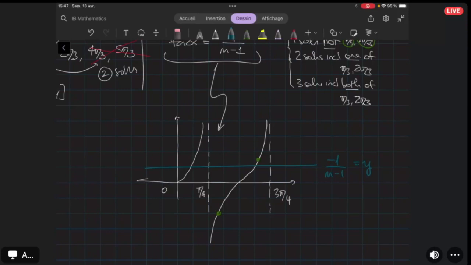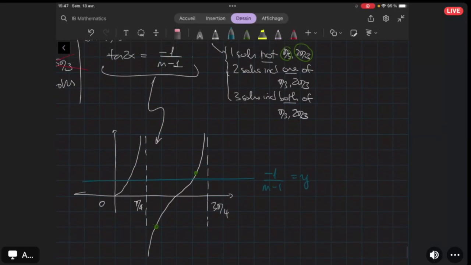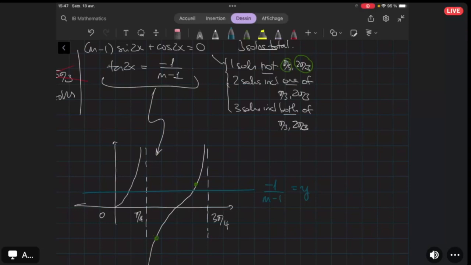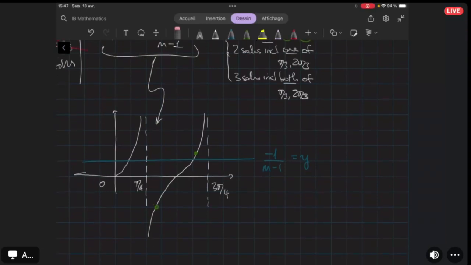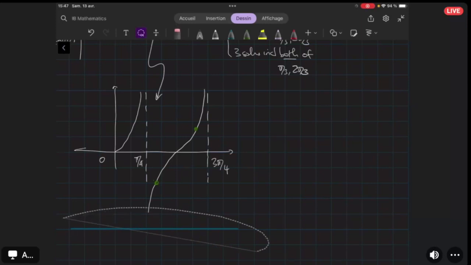So what are our possibilities? One, if you have one solution that's not pi over 3 or 2 pi over 3, that's not the case here. The easiest way to do this is that I'm going to draw a line and hover it over the graph. So let's go from the top down. How many solutions do we have here? 2. How many solutions do we have here? 2. Here? 2. Here? 1.